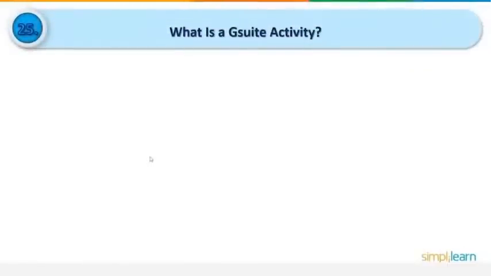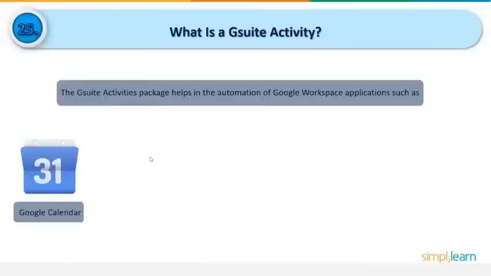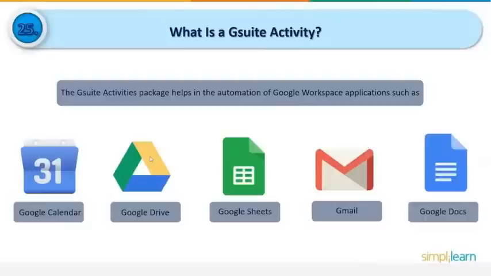What is a GSuite activity? The UiPath GSuite activity package helps in the automation of Google Workspace applications such as Google Calendar, Google Drive, Google Sheets, Gmail, and Google Docs. You can create and modify Google Calendar events, manage Google Drive files, read and send Gmail messages, and create new Google Sheets spreadsheets and Google Documents with the GSuite activity package.